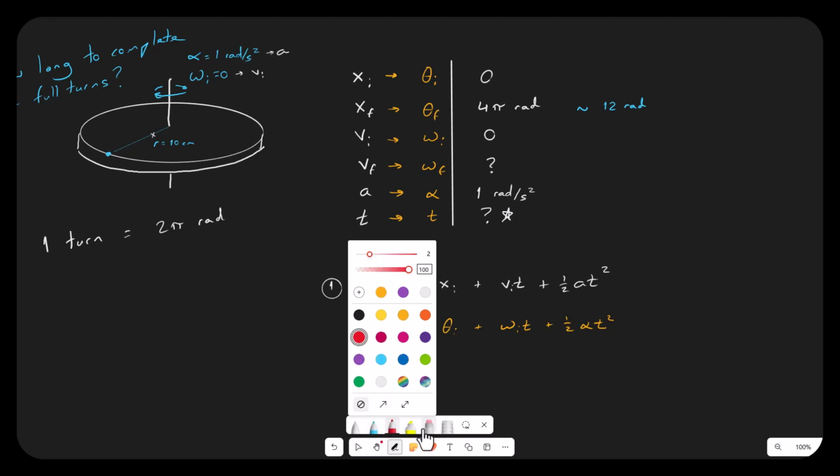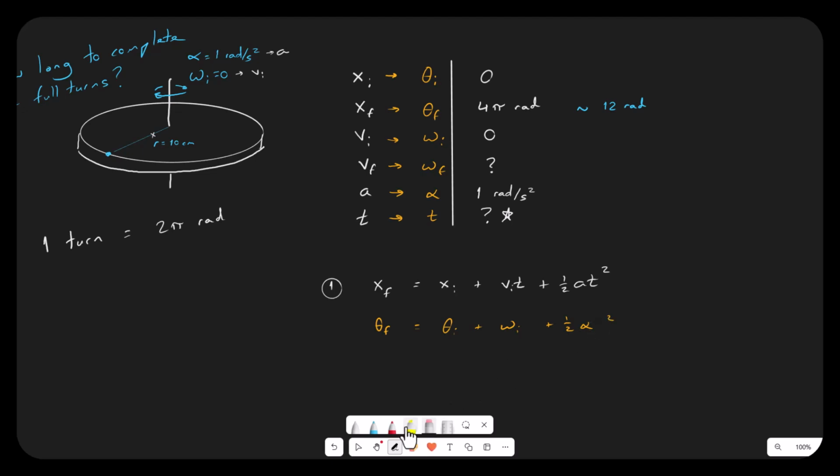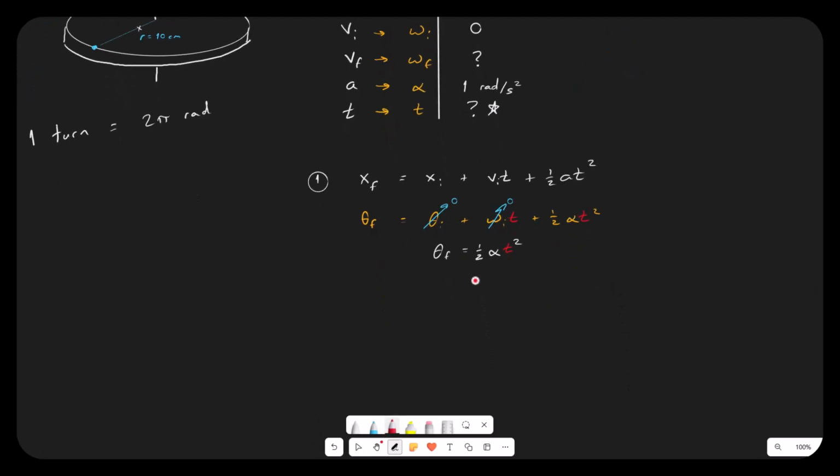And now I'm going to start plugging in. T is what I'm looking for, so let me get that in red right now. And then let's see, theta initial is 0, let's get rid of that. Omega initial is 0, let's get rid of that. So we get theta final equals half alpha t squared. I'm solving for t. So t equals, I'm going to multiply by 2. That gets rid of the half, but I have to do it on both sides. I'm going to divide by alpha. That gets rid of that. And then I'm going to end up having to take a square root.